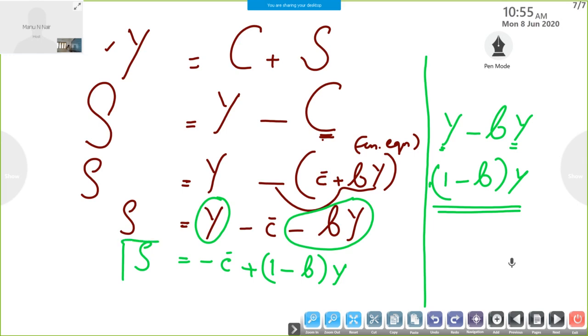So we derived saving equation from consumption equation. You just try to do like this. First you have to take the formula Y is equal to C plus S. Then from there make formula for saving, that is S is equal to Y minus C.